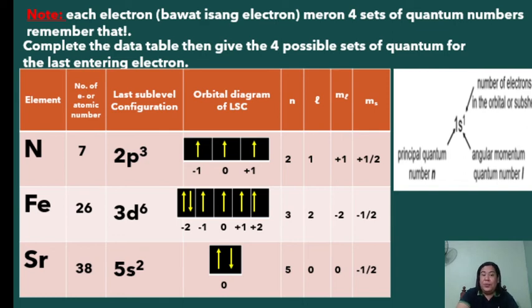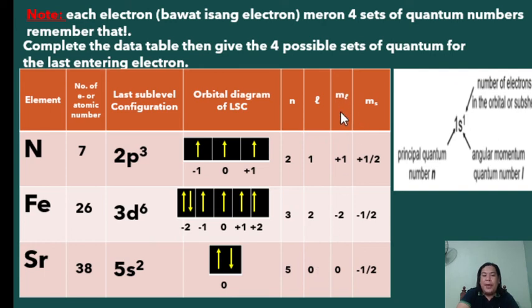That is 0, 1, 2, 3. So, di ba madaling i-remember yun? I remind you na you need to memorize the L value. Madali lang naman kung s, p, d, f, 0, 1, 2, 3. So, this is p. So, that is 1. Okay, the L value is 1. Sa d, 0, 1, 2, 3. s, p, d, f. s is 0. p is 1. And then d is 2. Pagdating sa s, s is 0. Kung nalilito kayo, just go back doon sa data table na lang.